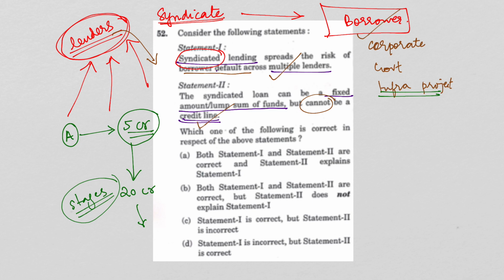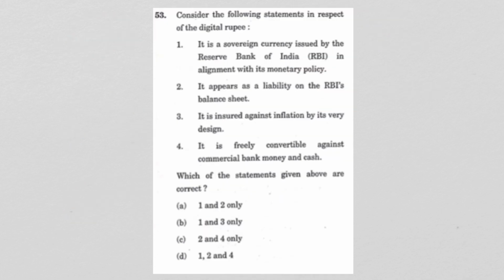So, do you think that a syndicated loan can be only a fixed amount or lump sum of funds? Since it's a syndicated loan, the amount involved would definitely be very huge, and there is every possibility that it can also be a line of credit or credit line. So this statement is wrong, and if you know that it's wrong, 2 is incorrect. So we can directly get the answer, that is C. Statement 1 is correct and the second one is incorrect.